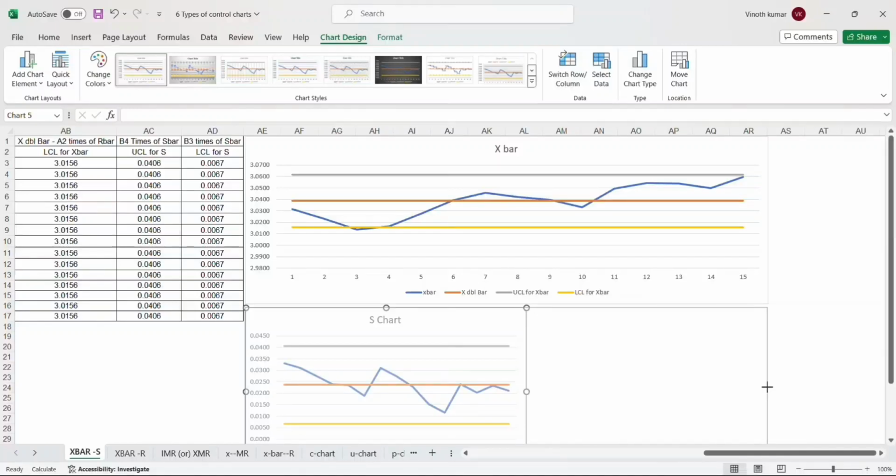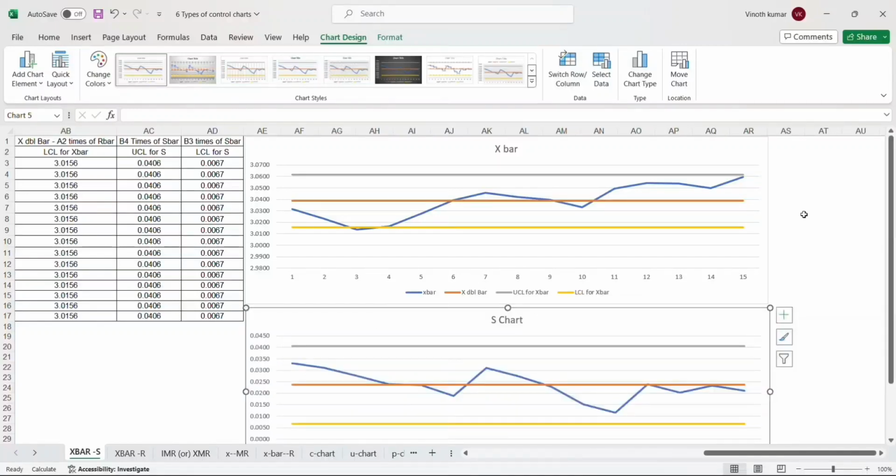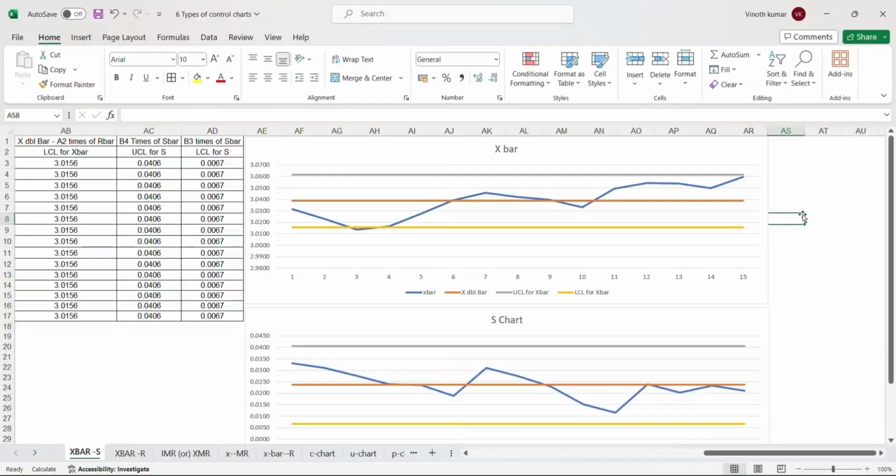Okay, how do we interpret this chart? What we are trying to interpret is my subgroup average shifting. What do I mean by subgroup average shifting? For example, this is my overall average, which is my X double bar. With respect to this central line, what is the movement of my subgroup averages? In some cases they are very close to the central line, in some cases very far away from the central line.